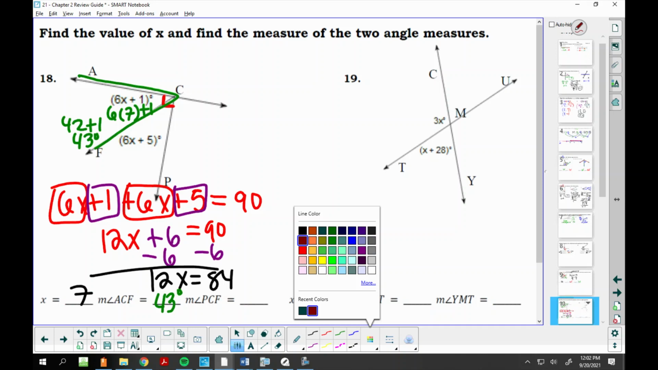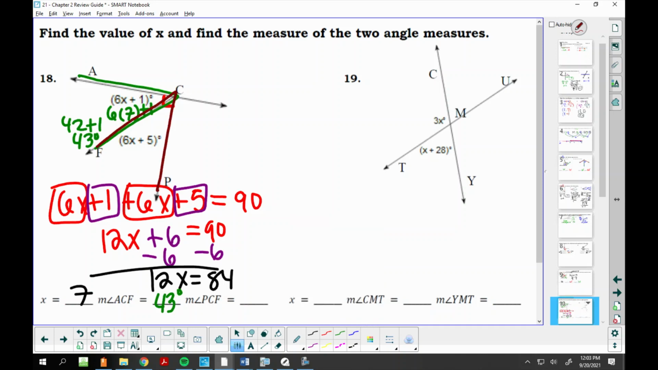And then we want to find the measure of angle PCF. So we're going to plug 7 in for x here. So we get 6 times 7 is 42. 42 plus 5 is 47 degrees. Now, we said that these angles add up to 90, so let's actually add them. 43 plus 47, does that add up to 90? Yeah. That's a good way to check. Okay, that's very good. So if they don't add up to 90, you didn't do it right then.